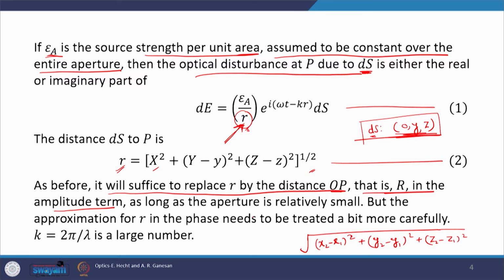But we cannot do this in the phase, because the phase needs to be treated very carefully, it is a very sensitive term, and 1 by lambda is there in multiplication with r. Lambda is a very small quantity in the denominator, therefore any small fluctuation in r leads to an appreciable change in the phase. Therefore, this approximation we cannot exercise in the phase part, while in the amplitude we can do it very easily, very safely.